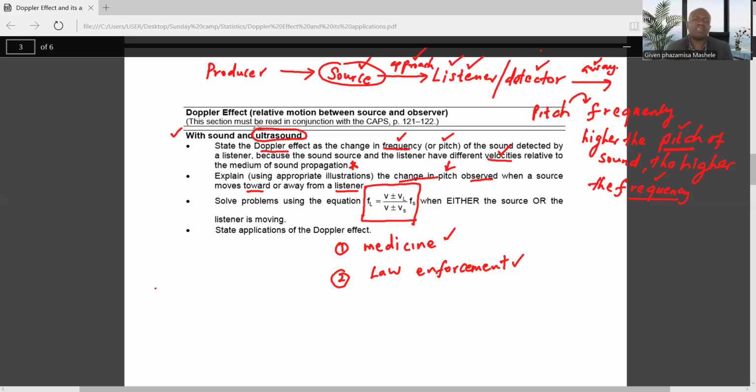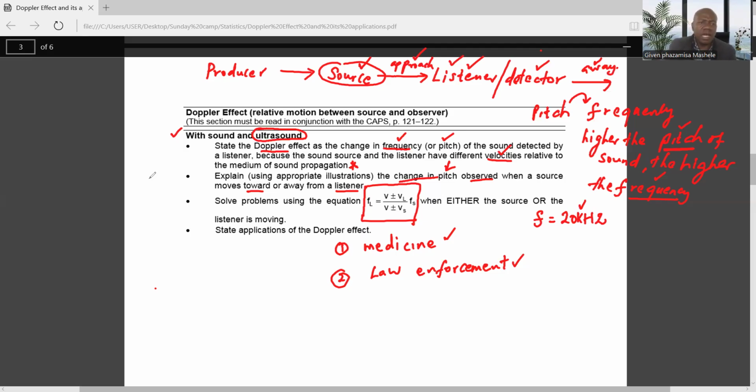An ultrasound is sound that has a frequency that cannot be heard by a human ear. So this is what we'll be talking about in terms of the Doppler effect. If I'm not mistaken, the frequency that a human ear can hear is around 20 kilohertz, which means any frequency above 20 kilohertz is regarded as an ultrasound frequency, just a frequency that cannot be heard by a human ear.